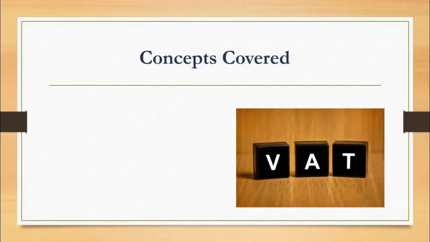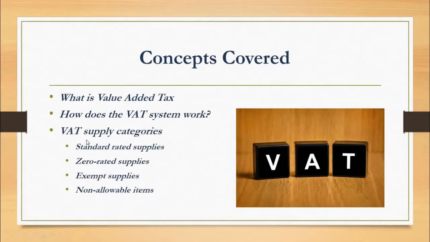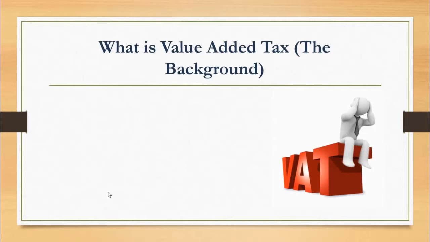So what are the concepts that we are going to cover in this segment? Today we're going to look at what is value added tax. We're also going to look at how the VAT system works. We need to look at VAT supply categories: standard rated supplies, zero rated supplies, exempt supplies, non-allowable items. And then we need to look at the background, like where did the value added tax concept come from, how did it begin.